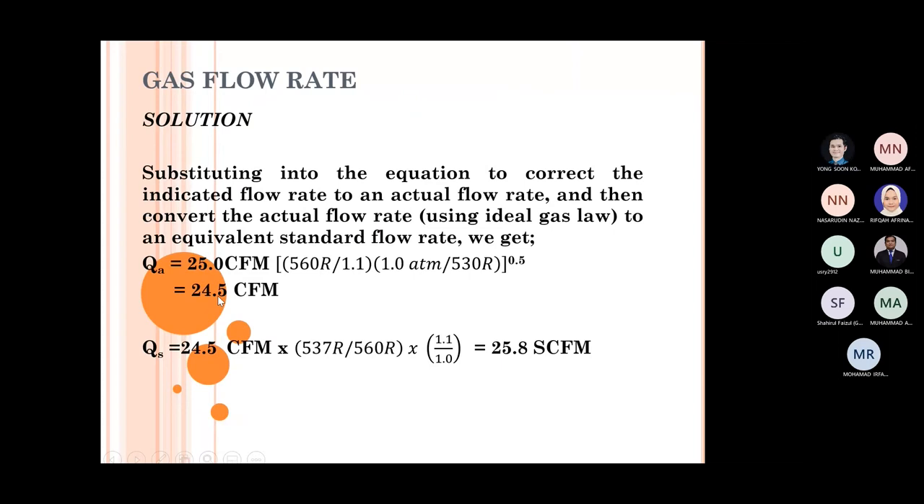Like I said, R is the constant, mostly derived from the molecular weight, square root it, and you have 24.5 CFM. And then one more time, in order to calculate SCFM, the standard cubic feet per minute, you will need to correct it under the standard condition. 1.1 is what you measured, 1.0 is the standard atmosphere. So you multiply, then you get 25.8.